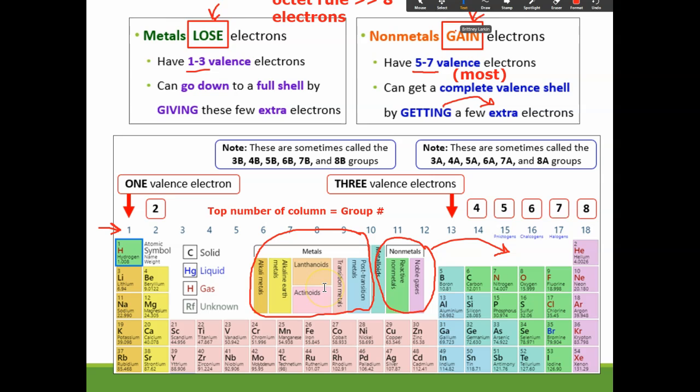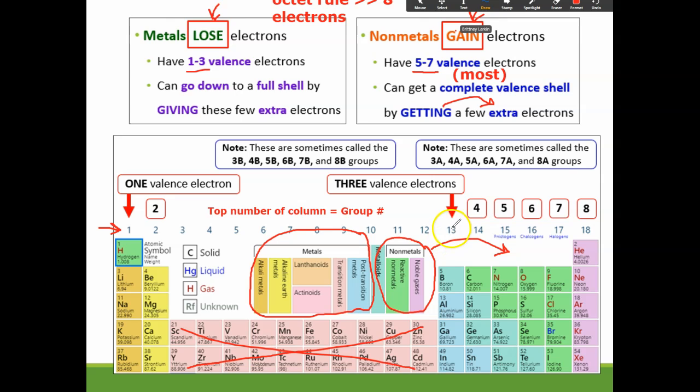And the group number is super useful because, again, the periodic table is intentionally organized so that the groups match the number of valence electrons that an atom has. So if you have 1 valence electron, then you are in group 1. If you have 2 valence electrons, then you are in group 2.